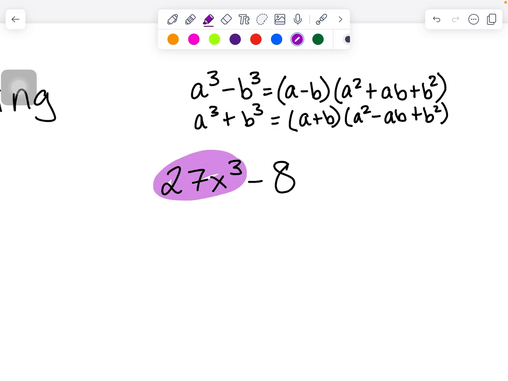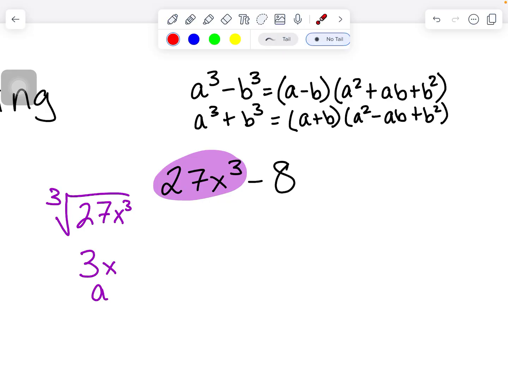So we have 27x cubed. What we do is take the cube root of 27x cubed. The cube root of 27 is 3, and the cube root of x cubed is just x. So this is my a piece of my equation. Wherever I see an a in my difference of cubes formula, I'll plug in a 3x.